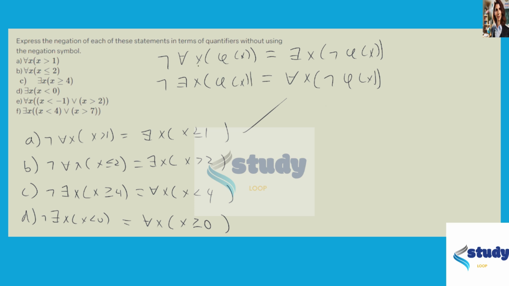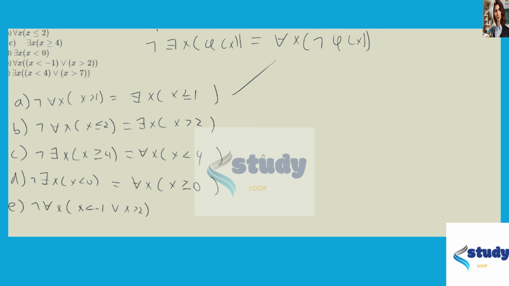Part E, we're almost done. We're saying for all x, x is less than negative 1 or greater than 2. To negate that, this is a little bit more interesting. There needs to exist an x where this is not true. X is not either less than negative 1 or greater than 2.